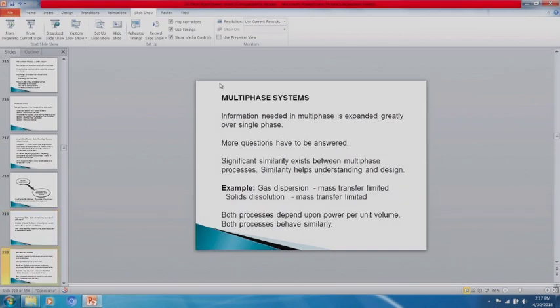Multi-phase systems, well, more questions have to be answered. That's all there is to it. Information needed for multi-phase is expanded greatly over single phase. However, significant similarity exists. Now, this is kind of a key item here. Similarity helps in understanding the design. Gas dispersion is mass transfer limited. Solid dissolution is mass transfer limited. These are very similar to each other. Both processes depend upon power per volume, and both processes will behave similarly, believe it or not.